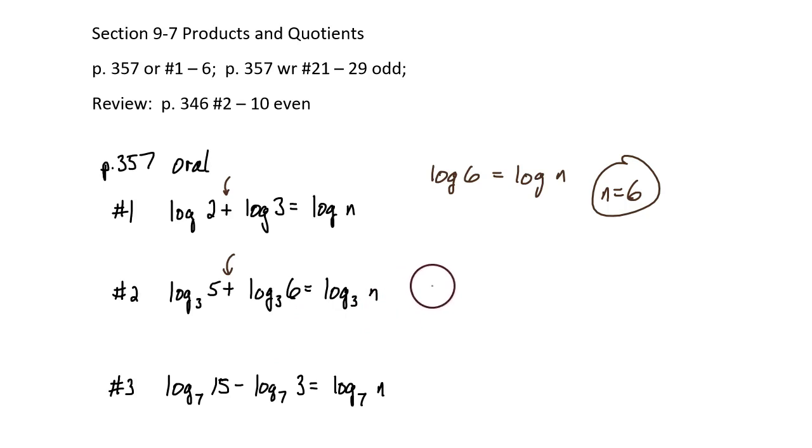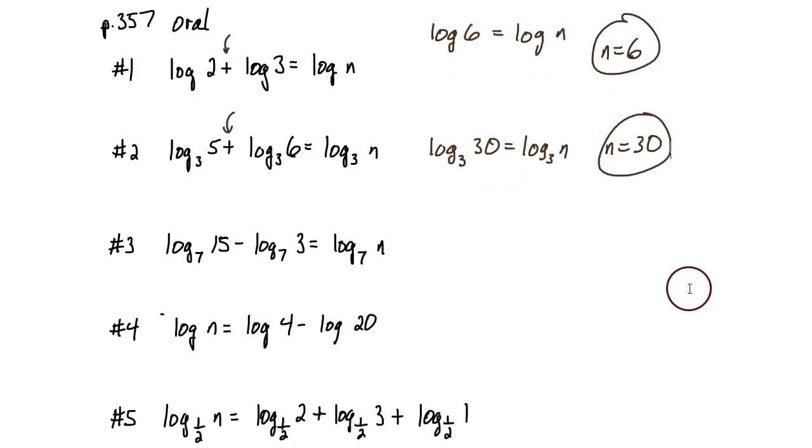For number 2, on the left side of the equation, there is a sum of logs, and the logs have the same base. So we can rewrite the left side as log base 3 of 5 times 6, which is 30. And if that's equal to log base 3 of n, then we can see that n equals 30. Number 3, on the left side of the equation, there's subtraction. So we can condense that into log base 7 of 15 divided by 3, which is a 5. And then from that, we can see that n has to equal 5.